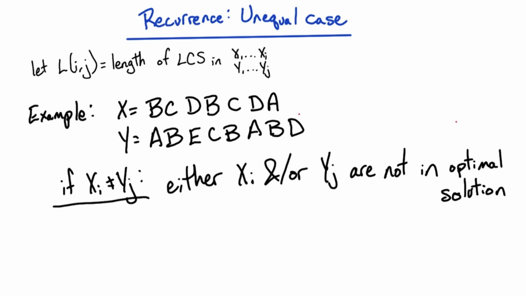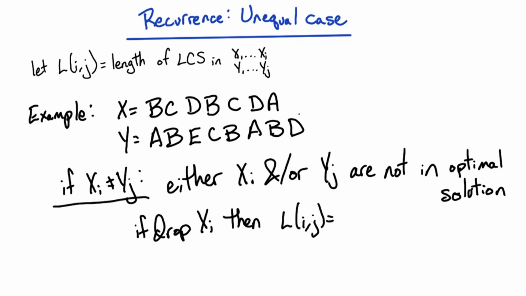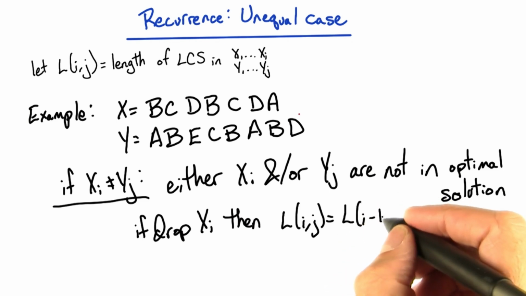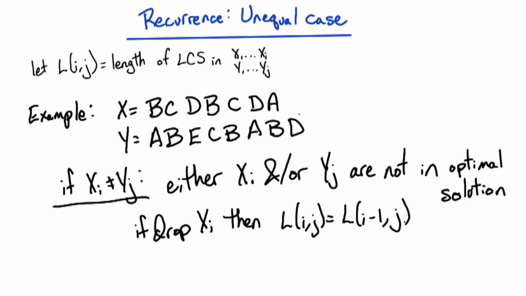If the last character of both is not used, we can get there by dropping the last character of x and then dropping the last character of y, or vice versa, dropping the last character of y and then x. So there's really only two cases to consider. Either we drop the last character of x or the last character of y, and we're going to take the best of those two. So let's recap. If we drop the last character of x, and x_i is not used in the optimal solution, then L of i,j is the same as L of i minus 1, which is just dropping x_i from it, and j.